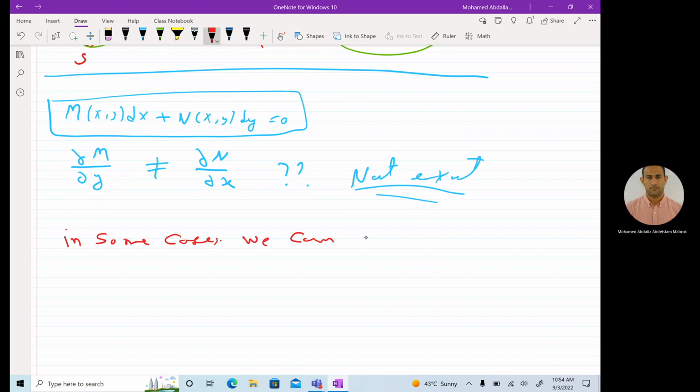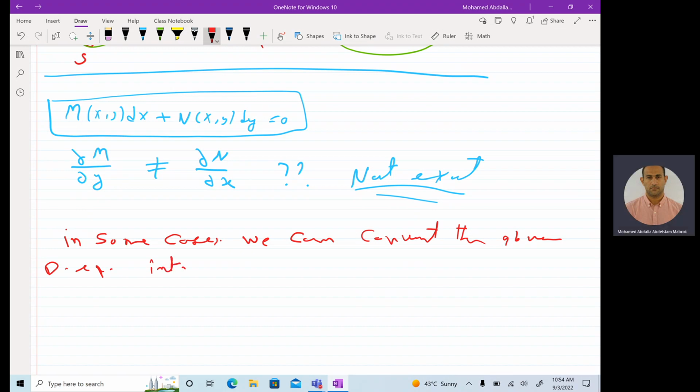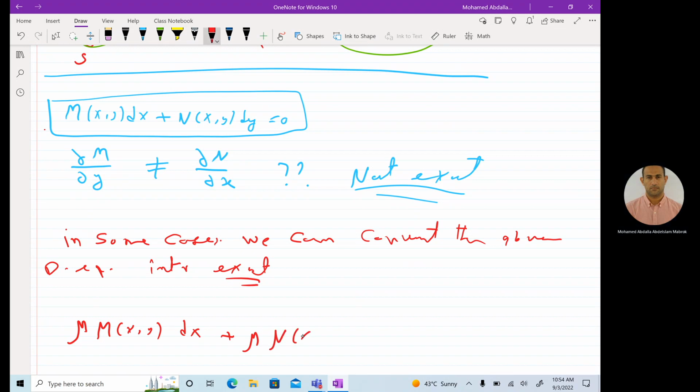we can convert the above differential equation into exact. How? By multiplying this differential equation by a function mu. So we multiply mu times M(x, y) dx plus mu times N(x, y) dy equals 0.